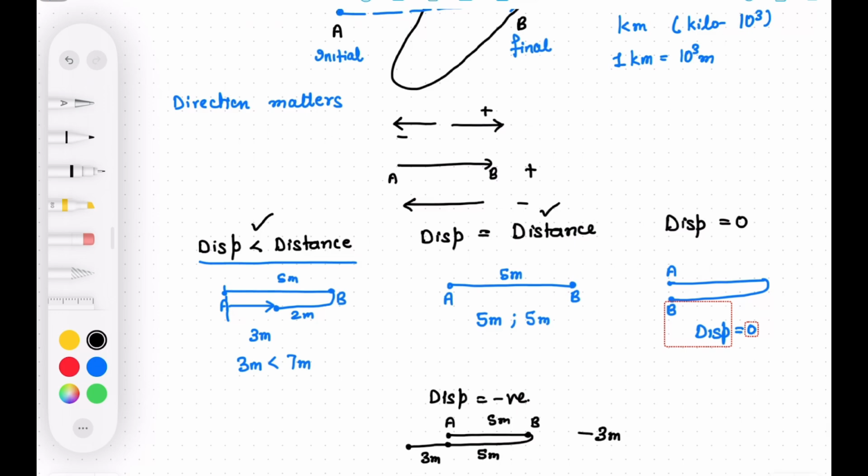Displacement can be equal to distance. Displacement can be equal to 0, as well as displacement can be negative.